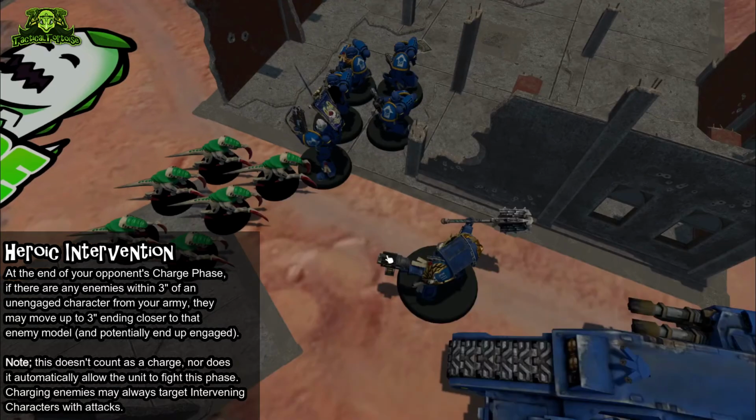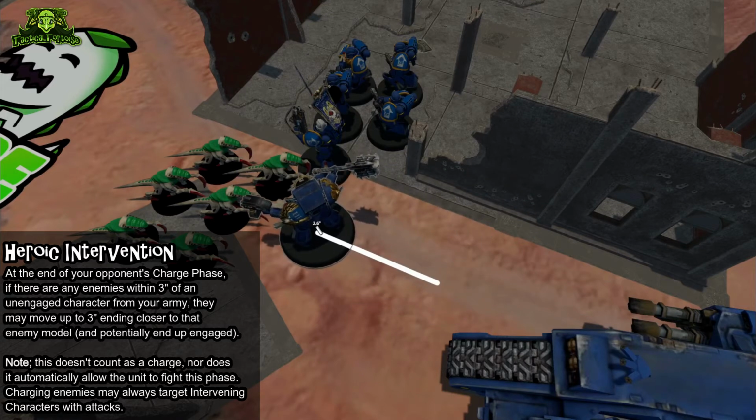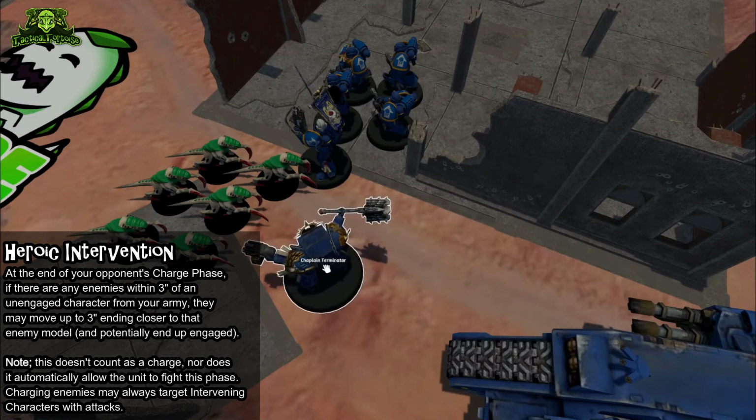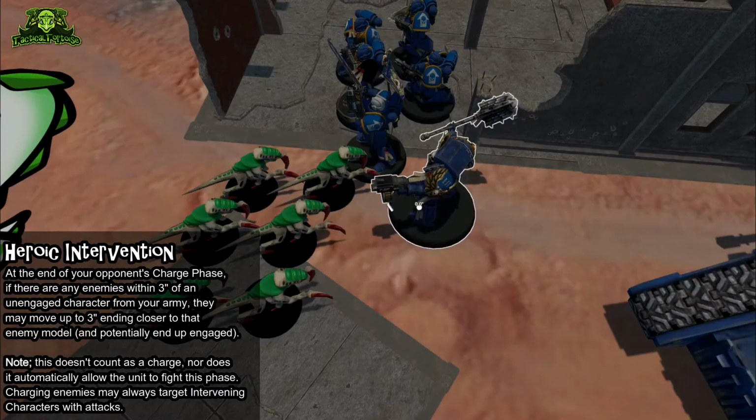If this is the case, then during that step, you will essentially activate each of your eligible characters, and they will perform what is basically a pile-in move towards that enemy model. Typically, this doesn't require you to be brought into engagement range, so you could just use it to gain extra movement and not be brought into melee. But oftentimes, you just want to get your character within an inch of an enemy model.